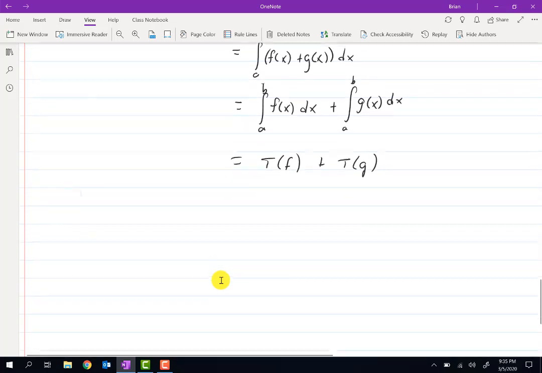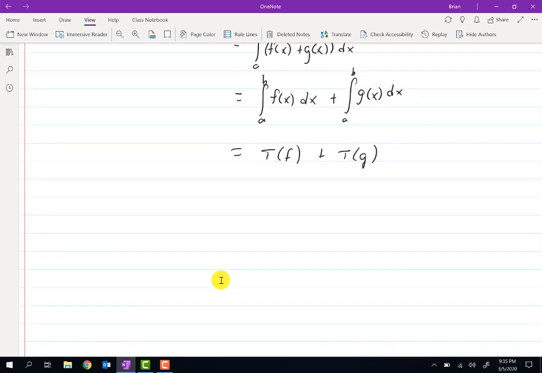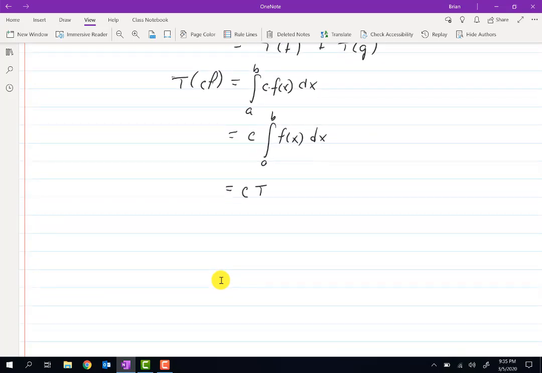So there's part one. The second one is that it preserves the closure with respect to scalar multiplication. So if I have c times f, then that integral will go from a to b of c times f of x dx. And once again, you know from integrals that you can pull constants out front. And so that equals c times T of f. So it satisfies the two properties that we need. T is a linear transformation.